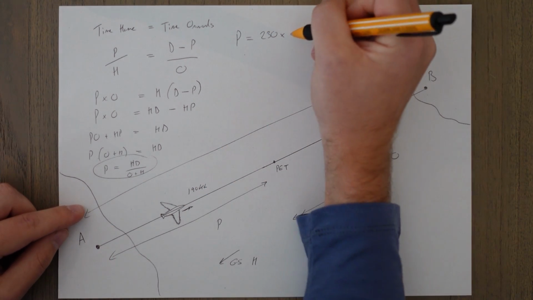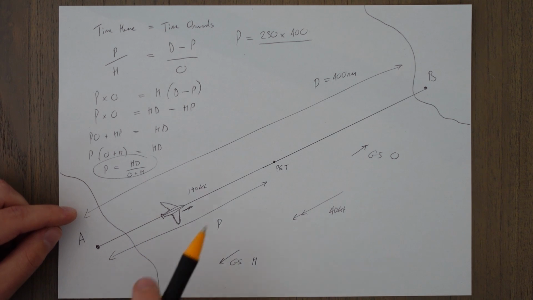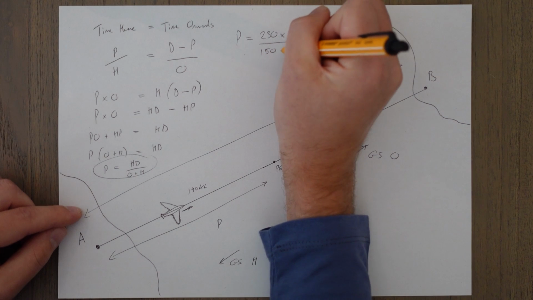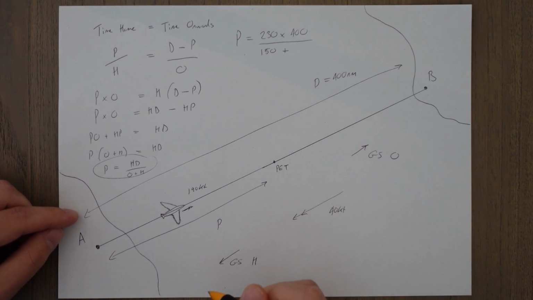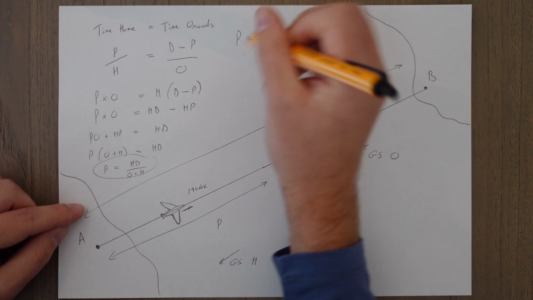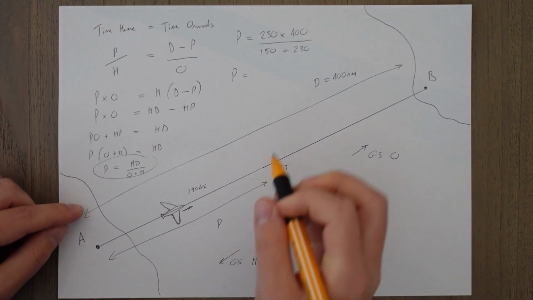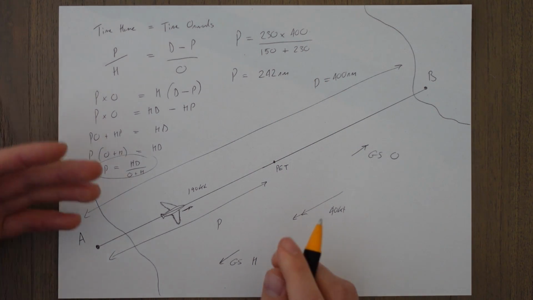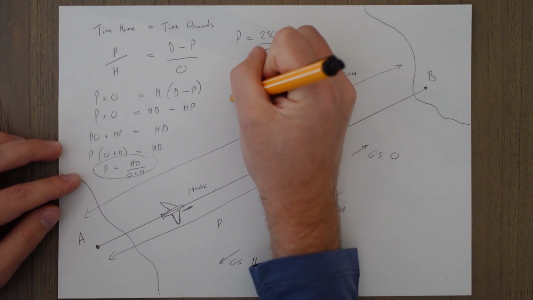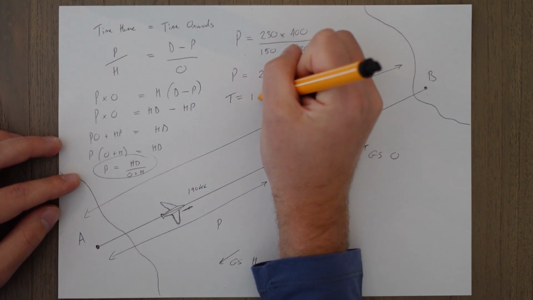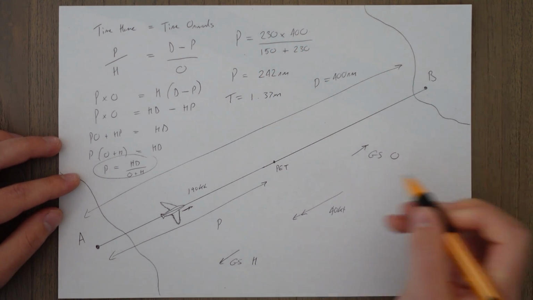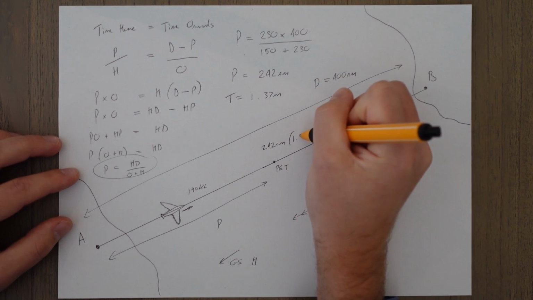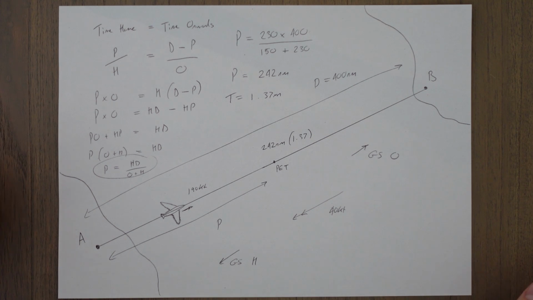Our total distance, 400 nautical miles, divided by our ground speed going onwards, 190 minus 40, 150, plus the speed to go back, which is 230. And if you calculate all that, you'll get a distance of 242 nautical miles. And then if you wanted to find out the time, just a nice speed distance time calculation will get you a time of 1 hour 37 mins. So our point of equal time here is 242 nautical miles, which is 1 hour 37 into our flight.